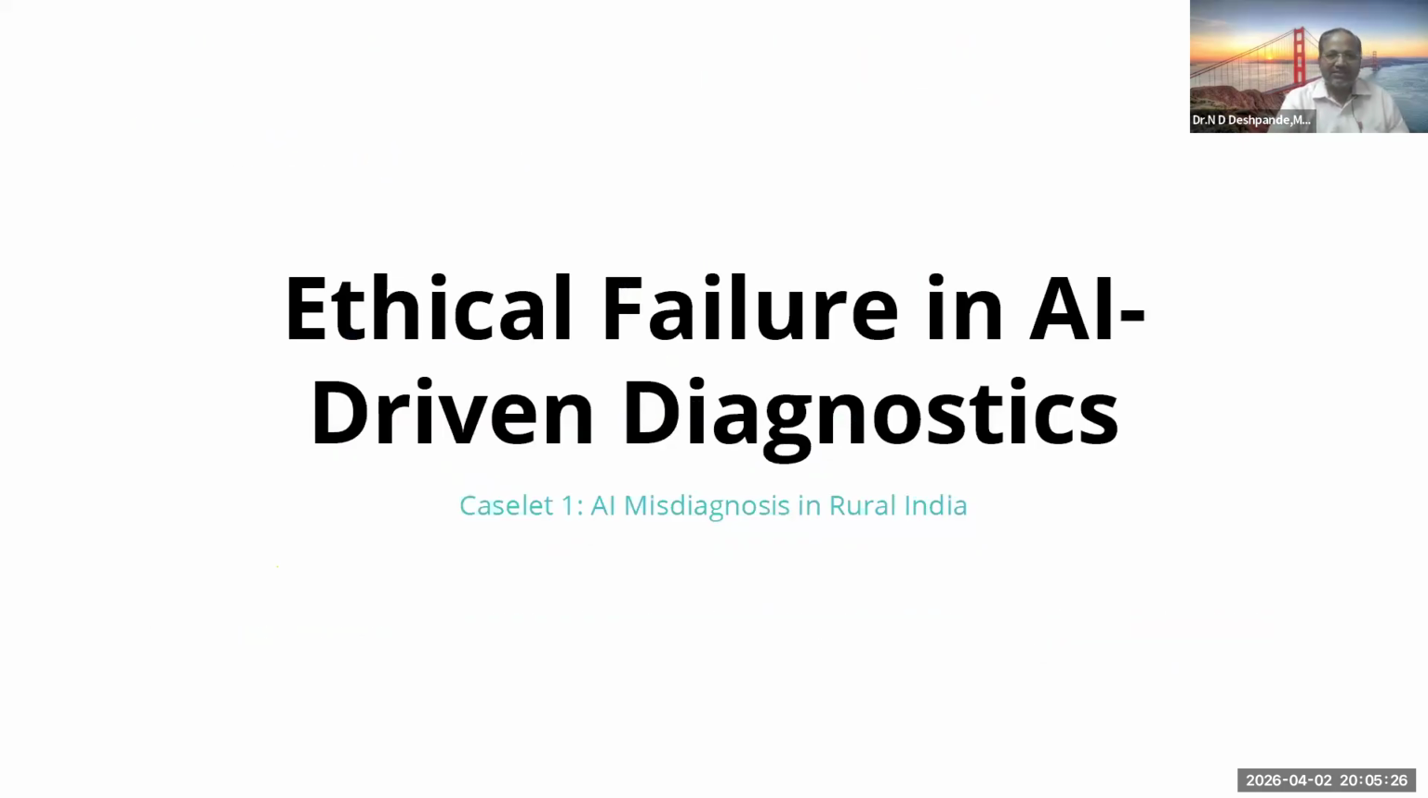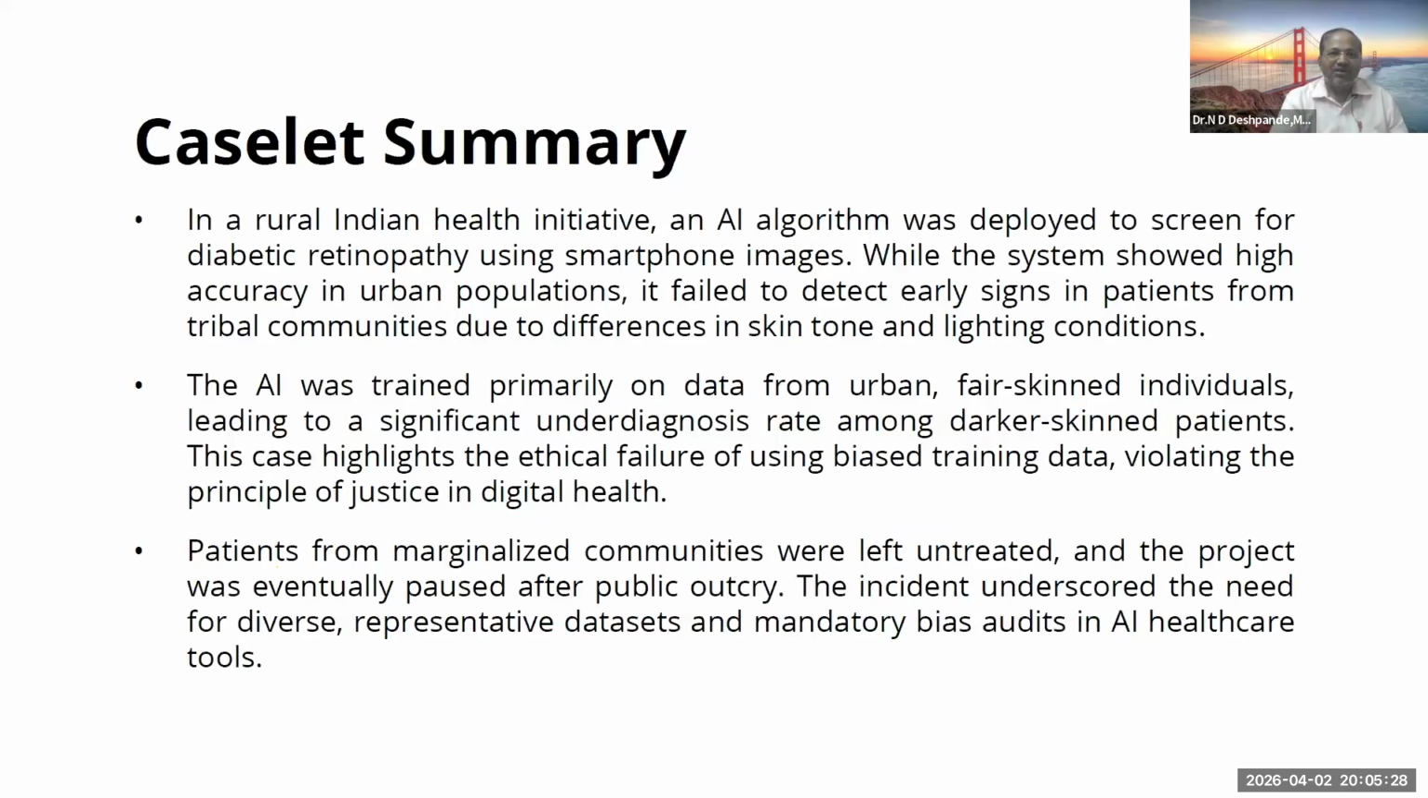So let's see one case. In a rural health Indian initiative, an AI algorithm was deployed to screen for diabetic retinopathy using smartphone images. While the system showed high accuracy in urban populations, it failed to detect early signs in patients from tribal communities due to differences in skin tone and lighting conditions. So the AI was trained primarily on data from urban fair skinned individuals, leading to significant underdiagnosis rates among darker skinned patients. This case highlights the ethical failure of using biased training data, violating the principles of justice and digital health.